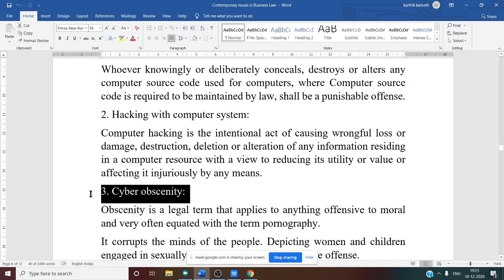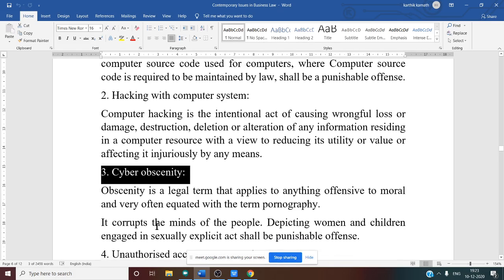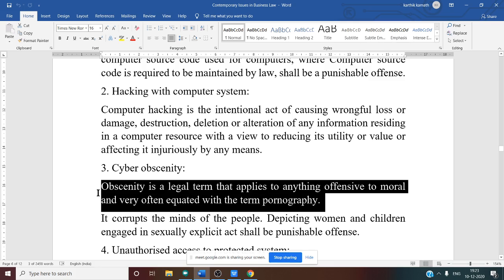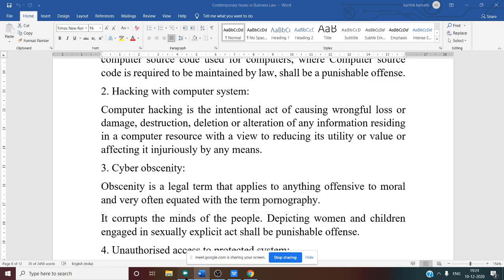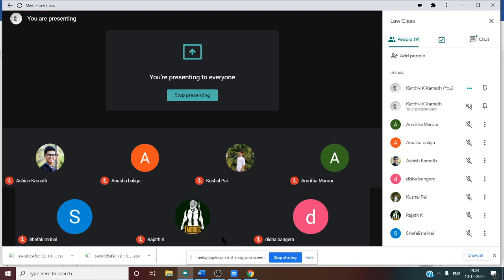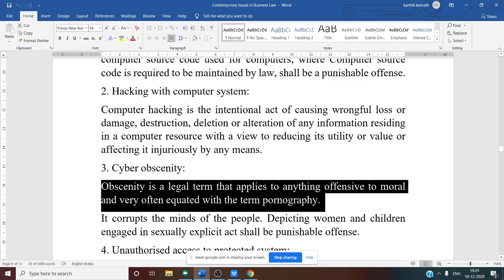Next one is cyber obscenity. So what do you mean by that? Cyber obscenity is a legal term which applies to anything offensive or offensive to morals, or very often equated with the term pornography. So again, this involves child abuse, child pornography, and depiction of women in sexual abuse. So all these things come under this one, cyber obscenity.